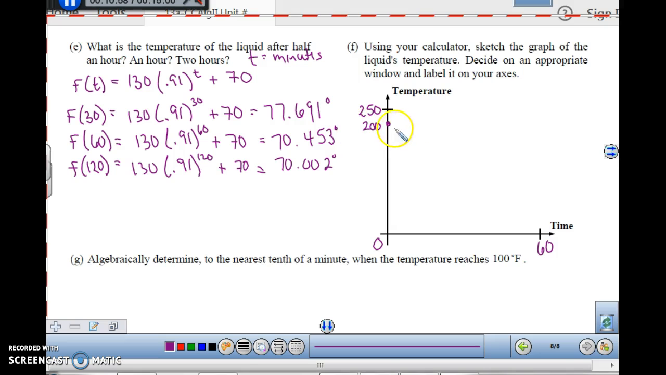So your graph should look something like this. Pretend that's straight. It's going to level out at approximately 70. All right, we'll finish letter G tomorrow in class.